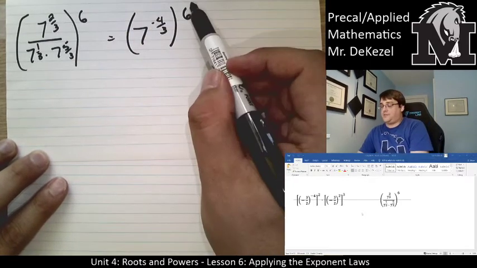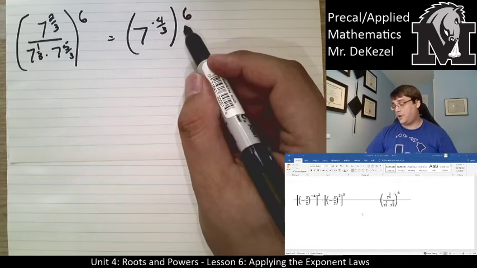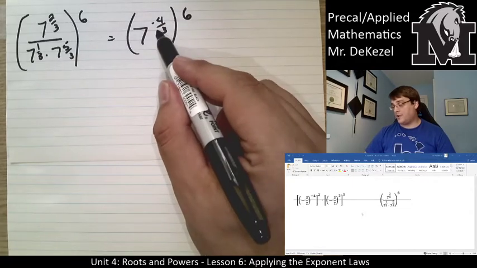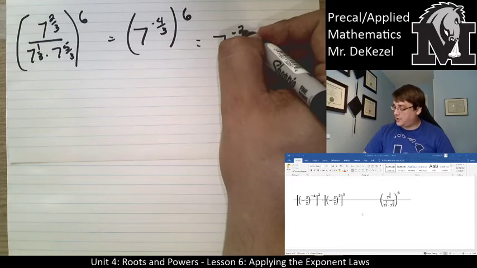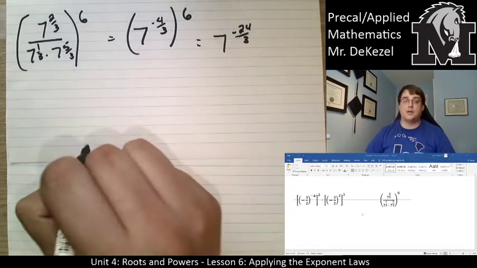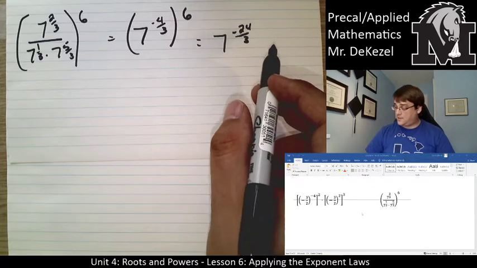I can then have an exponent of an exponent just once, so I can multiply that through. I would have 6 times negative 4, which is negative 24. So we would have 7 to the power of negative 24 over 3. Negative 24 over 3 is just a number. It's actually 6.